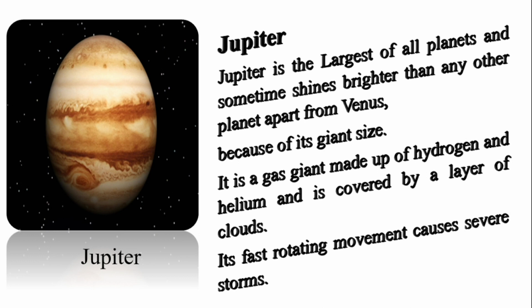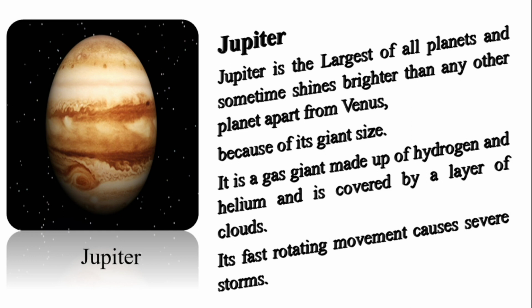I will explain why it shines brighter than any other planet apart from Venus when we get to the Venus heading. Because of its gigantic size, this planet appears brighter. Jupiter is a gas giant made up of hydrogen and helium, covered with layers of clouds. It has a fast rotating movement, and this causes severe storms at times.